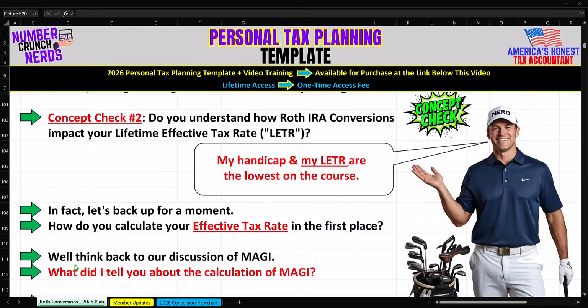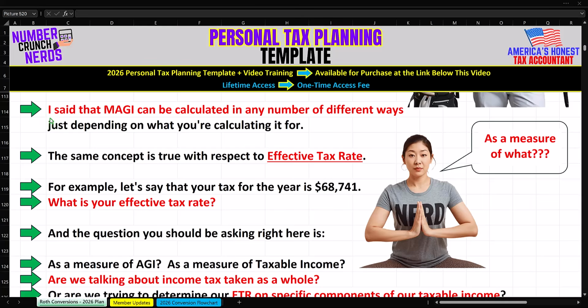Well, what I want you to do is think back to our discussion that we've had on MAGI. What did I tell you about the calculation of MAGI? I said that MAGI can be calculated in any number of different ways, just depending on what you're calculating it for. And the same concept is true with respect to effective tax rate. For example, let's say that your tax for the year is $68,741.